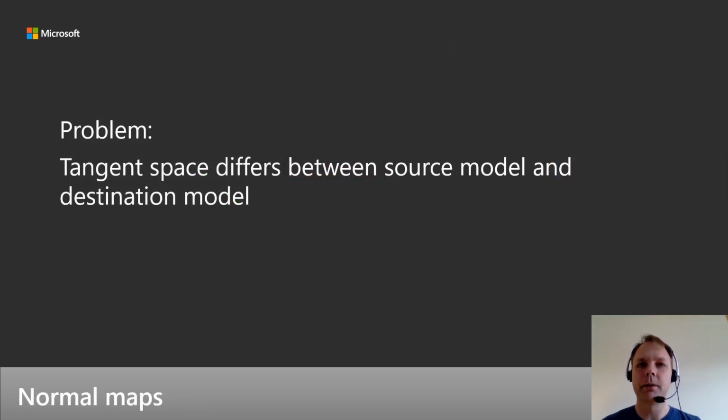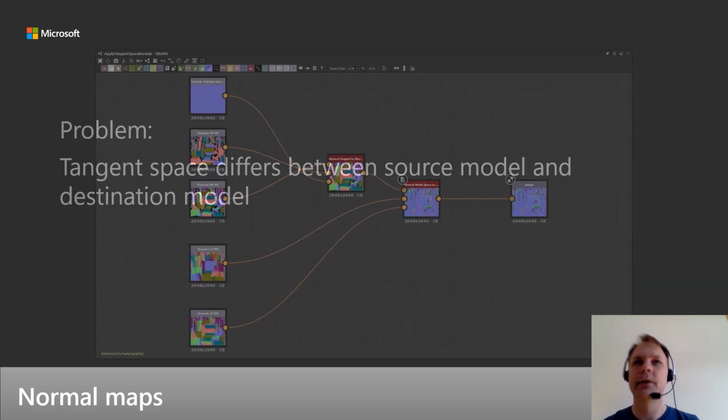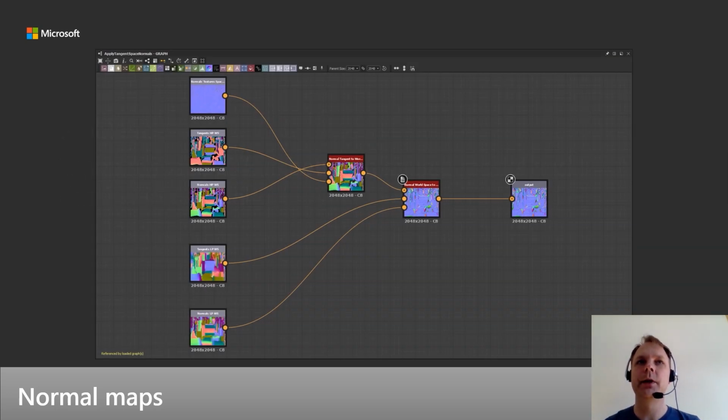So another problem we have here is when you use tangent space normal maps for your materials, you have a difference in tangent space between the source model and the destination model. And in order for the tangent space normal map to apply correctly on the optimized model, we need to do a little bit of work. So basically the first step we do is we do all the UV transfer the way we did for all the other maps.